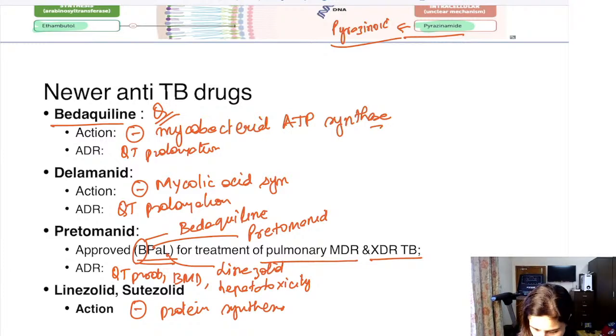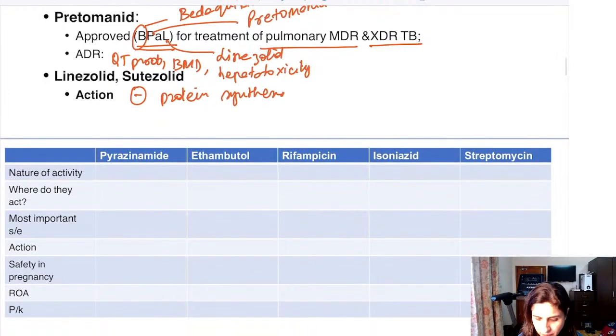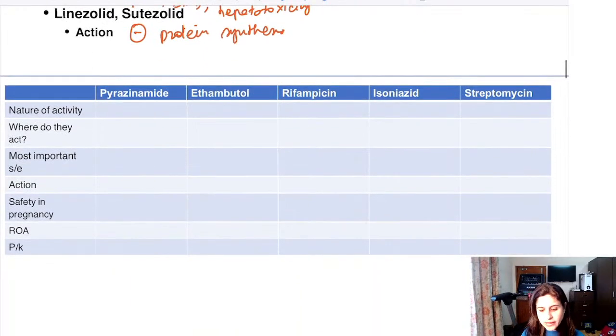Right? Now, this is the table I am talking about, और इस table में important चीज़ें we will try to fill, और ये सारी चीज़ें only those questions which can differentiate between the different first line, मैं बात कर रही हूँ mostly the first line anti-TB drugs. What are the features or important things that are very very relevant for you to know. So let's start with the first point, nature of activity.